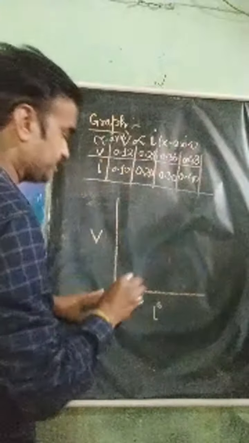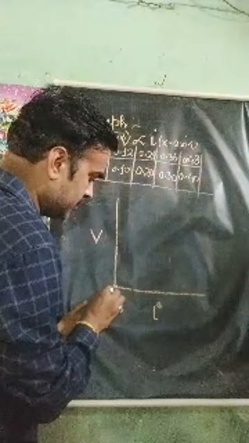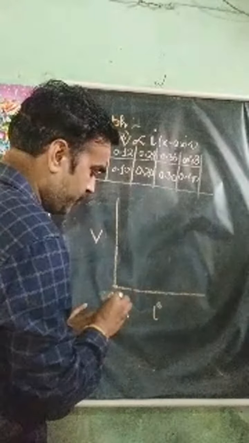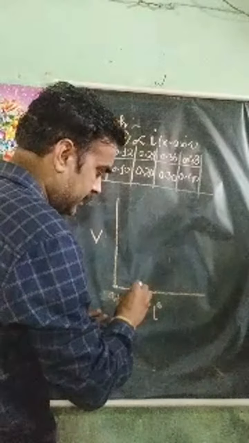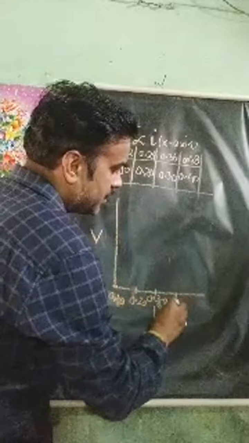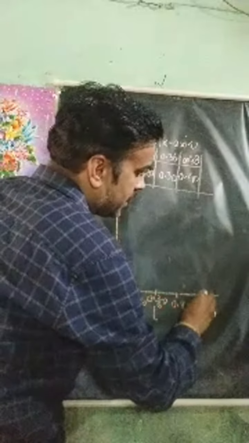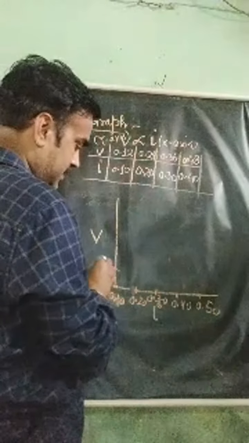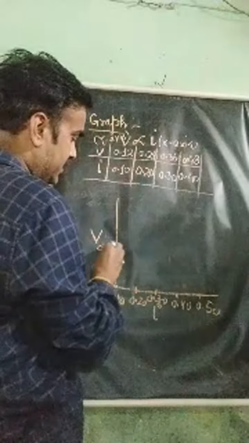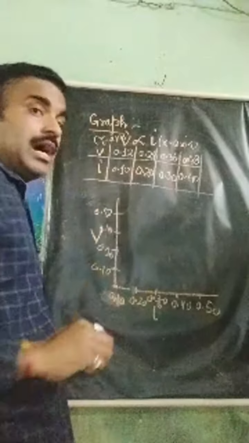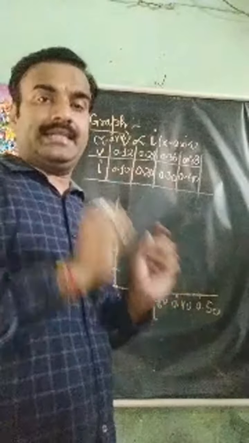Now see it here. Taking from 0.10, starting from 0.10, then here 0.20, here 0.30, here 0.40, here 0.50, like that. And here take it 0.20, 0.30, 0.40, 0.50. Now how do you have to mark the points?